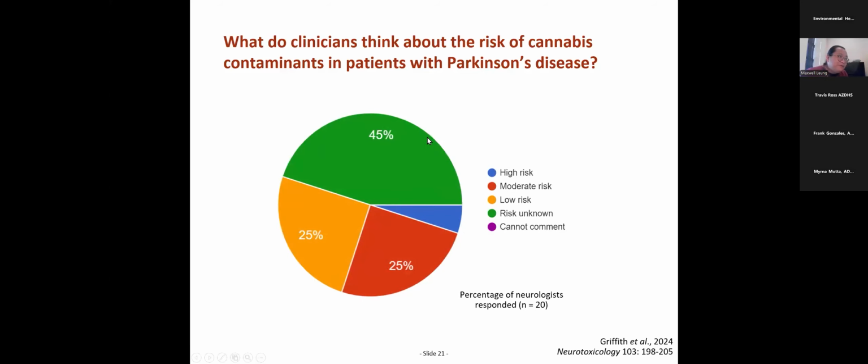Okay, so in the first set of questions, we asked the clinicians, again neurologists and movement disorder specialists, what they think about the risk of cannabis contaminants in patients with Parkinson's disease. Now, this is a very interesting breakdown here. We have close to half of the physicians saying that the risk is unknown. There are physicians saying that they think there is no risk. Some physicians say it's moderate risk, but for the most part, about half of the physicians say they simply don't know what the risk is. I think it is a very interesting observation.